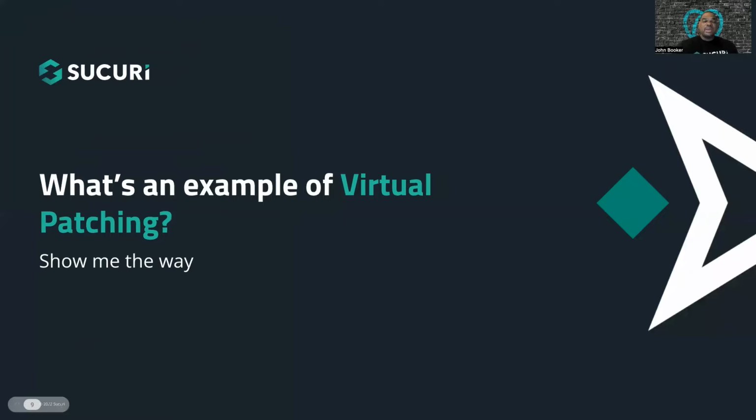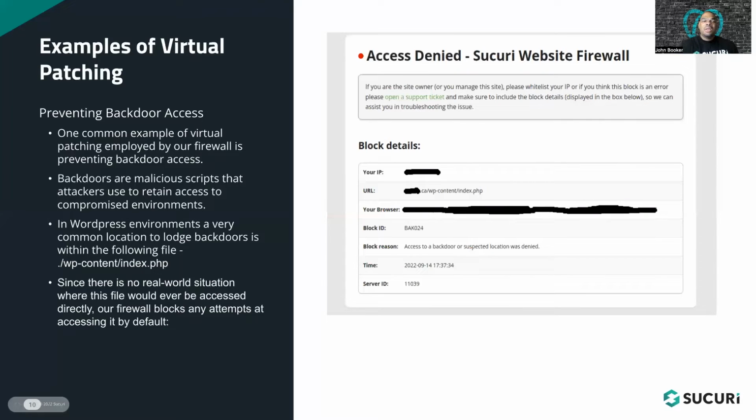The next topic is, what's an example of virtual patching? Show me the way. One common example of virtual patching employed by our firewall is preventing known exploits. As attackers launch large-scale attacks against severe vulnerabilities, security companies deploy patches to prevent these exploits from working. This ensures the website is not impacted by an attack.